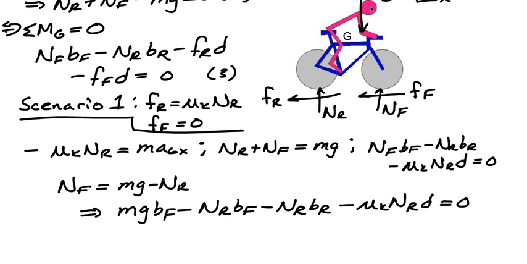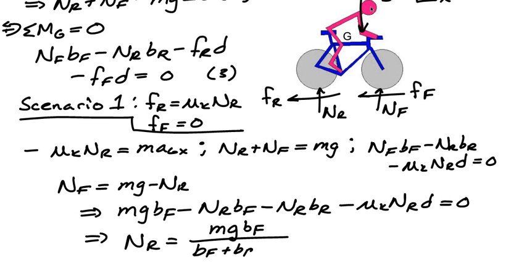What does this mean? Well, I get here that NR is then equal to, if I move everything onto the other side, m times g times bf divided by bf plus br plus mu k times d.